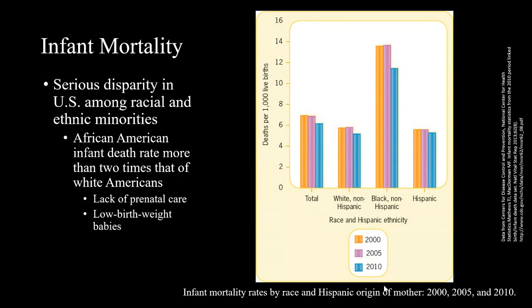So we look at some of the health indicators here. So infant mortality, again, are the death rates of infants 1 year and under. And there are significant health disparities amongst racial and ethnic minority groups. So as you can see here, this chart is from 2000, 2005, and 2010. And these are infant mortality rates by race and Hispanic origin of the mother.